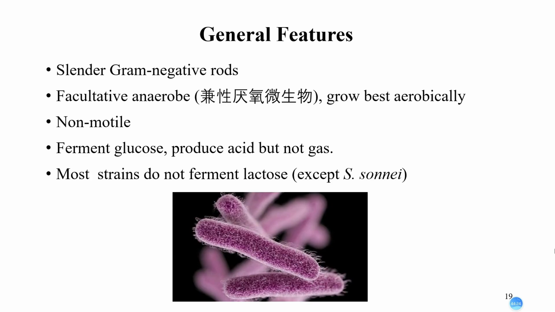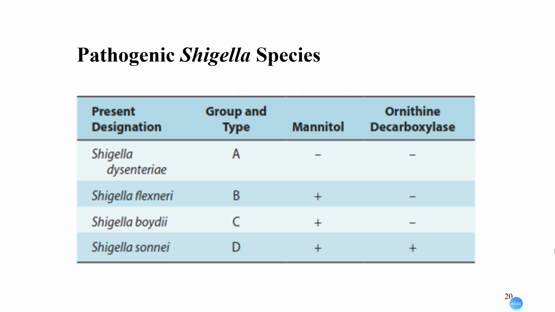And most strains of Shigella do not ferment lactose. But there is an exception, a special species, Shigella sonnei. That's the only species which can ferment lactose. Okay, here in this table it shows us the important pathogenic Shigella species. We don't have to remember this table. It just gives you some information, just in case you need to check this information in future.